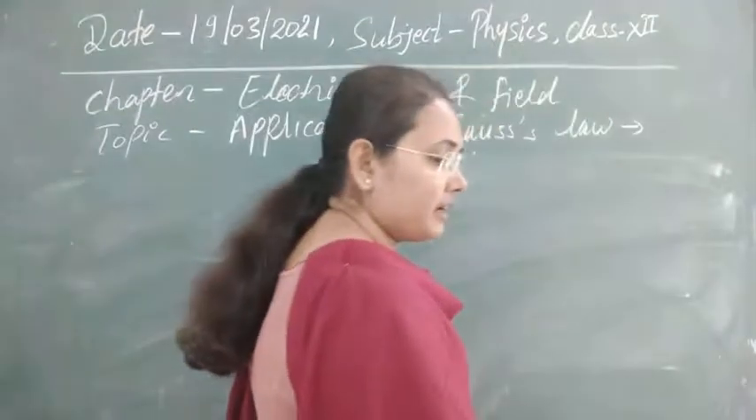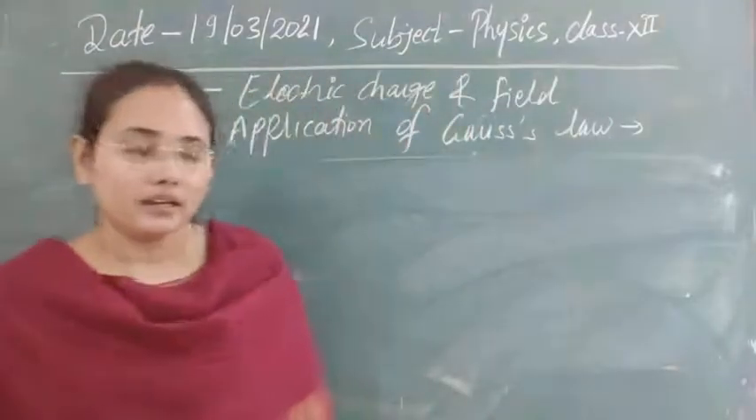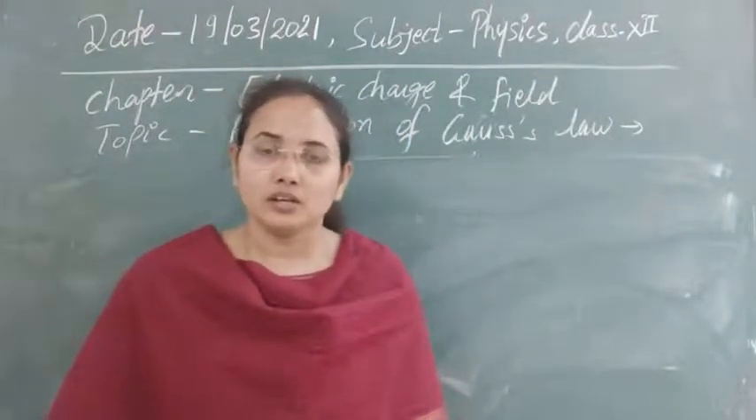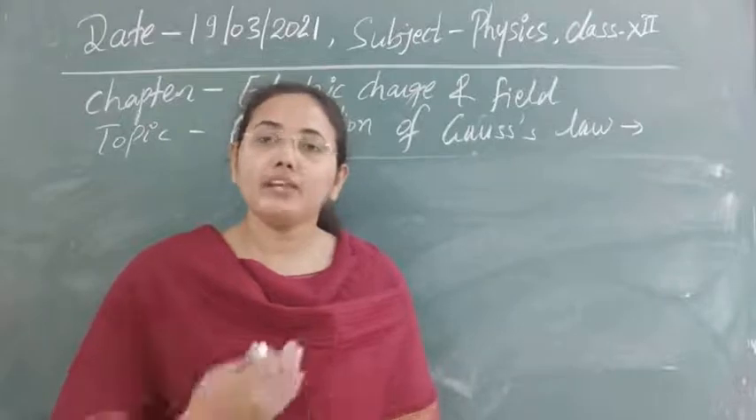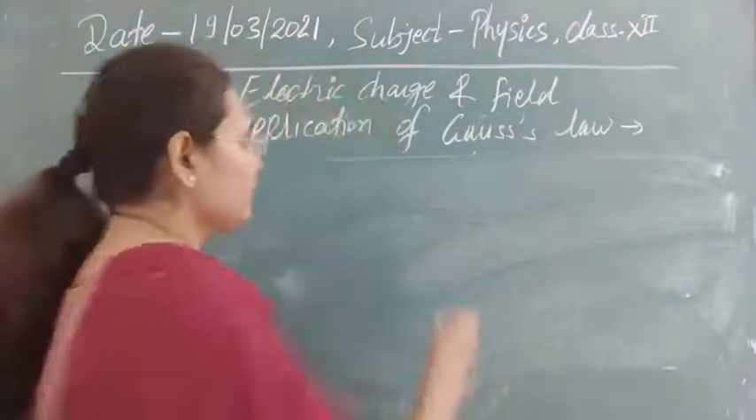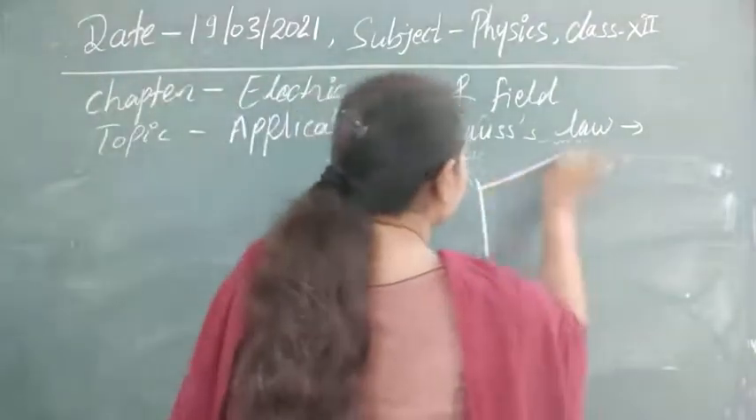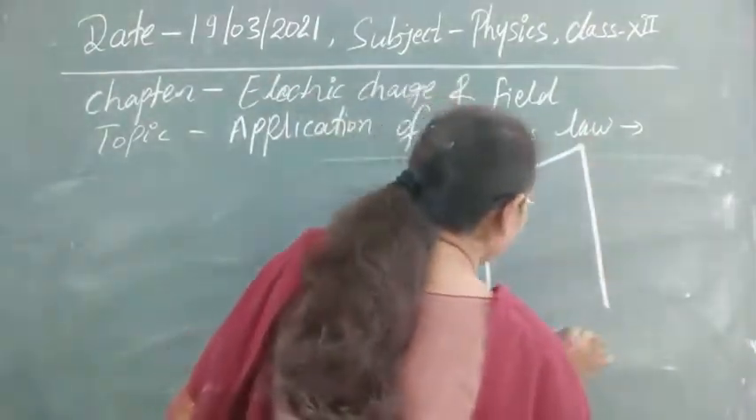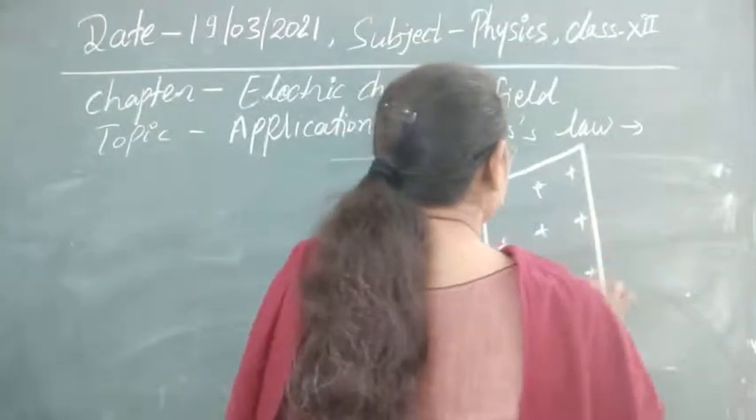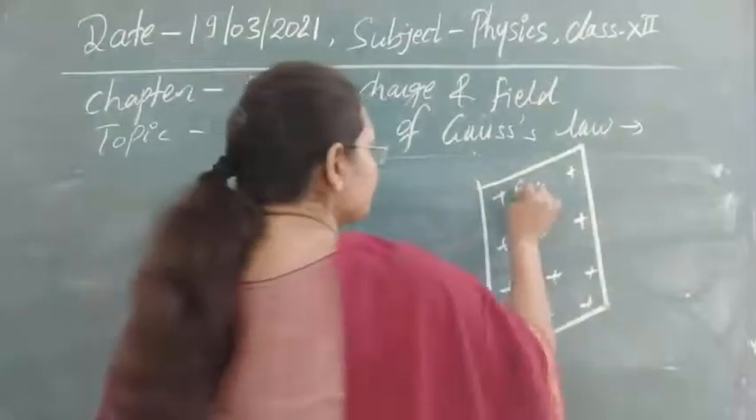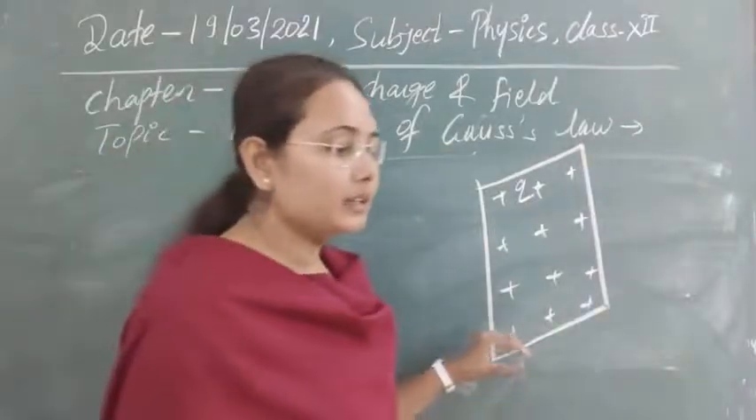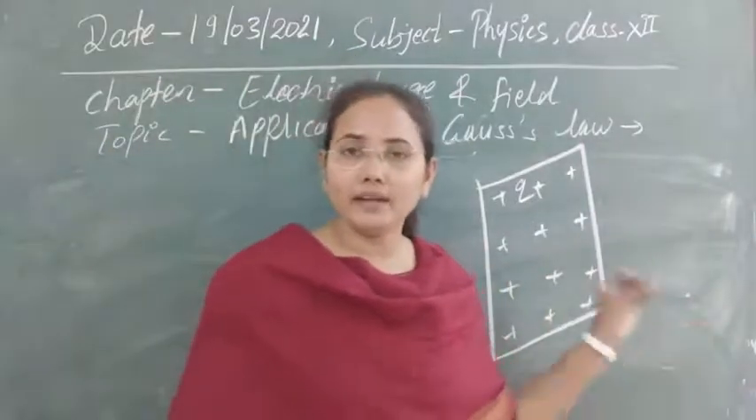So the second case here is that we can calculate the electric field due to a uniformly charged infinite sheet. Suppose we have a sheet and we have to calculate the electric field due to that infinitely charged sheet. For example, suppose this is the sheet that we have, and positive charge is uniformly distributed over this sheet, meaning plus q charge is distributed over this sheet. Now how can we calculate the electric field at any point due to this sheet?